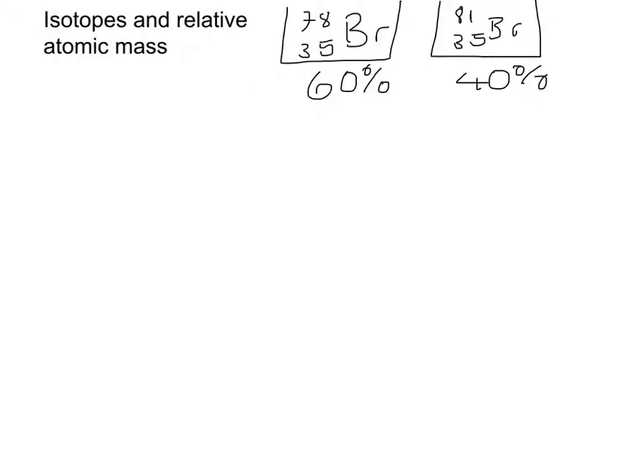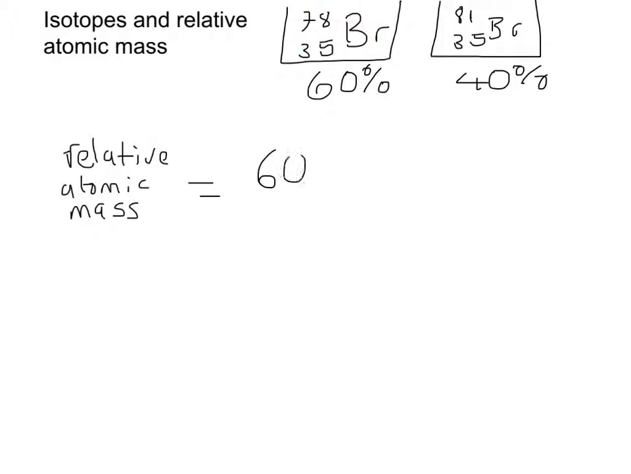Now we can calculate the relative atomic mass based on the abundance. The first thing that we do is we work out how much there is of each of these isotopes. So the first isotope, this one here, there is 60% of this isotope, and the atomic mass is 78. So 60 times 78. And we can add that to the percentage of the second isotope with the atomic mass of 81.